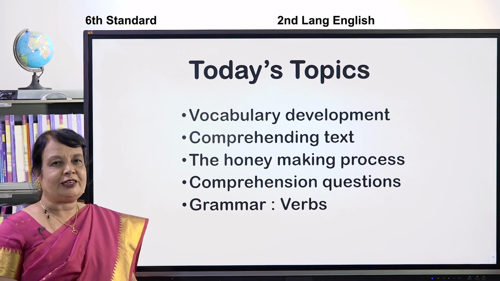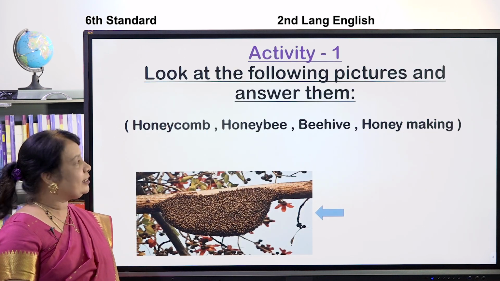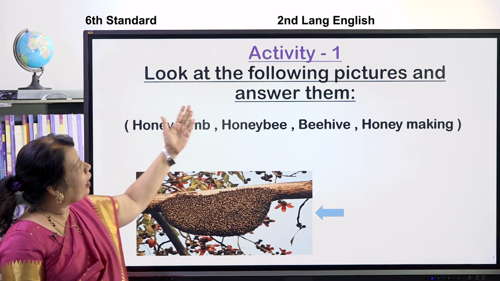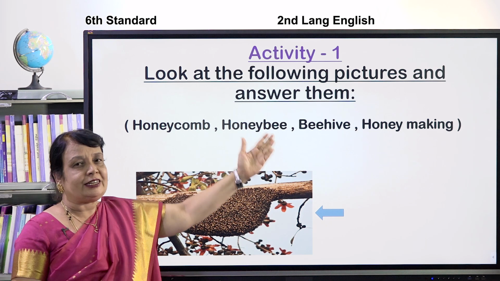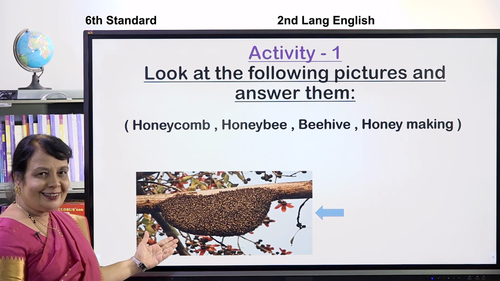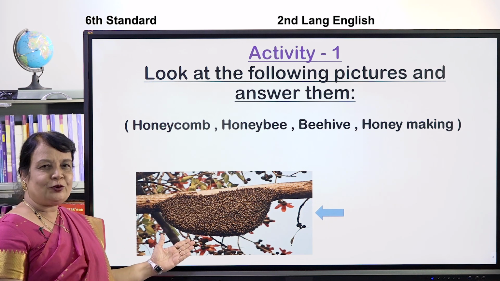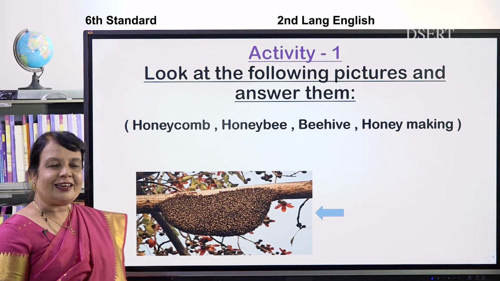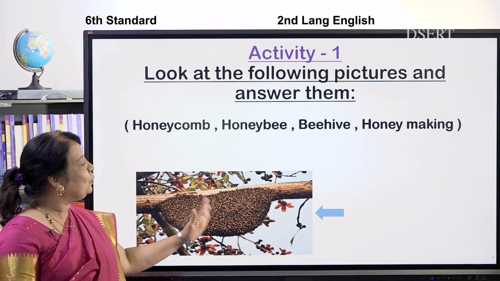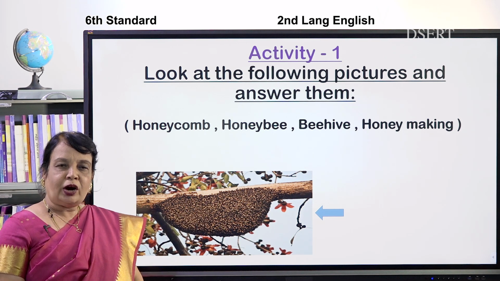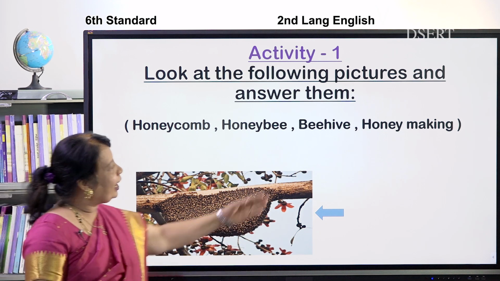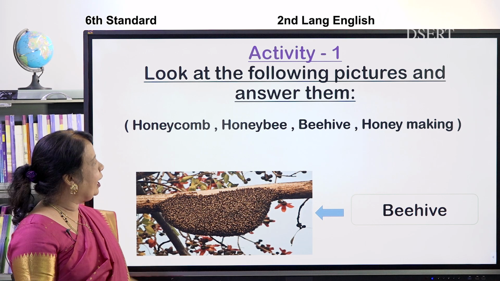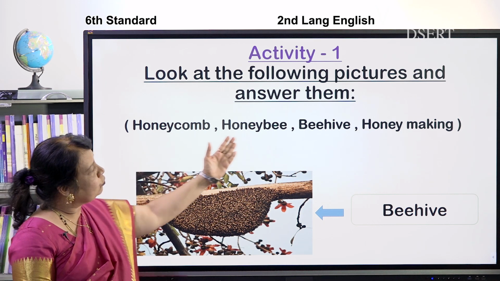Now we are going to take up the lesson, children. Yes. In that lesson, we have activity 1. In the activity 1, look at the following pictures and answer them. Can you see, children? Yes, it's so very beautiful. What is this? Yes, ಜೇನುಗೂಡು ಅಲ್ವಾ? ಏನಂತ ಹೇಳ್ತೀವಿ ಇದಕ್ಕೆ? ಜೇನುಗೂಡು ಅಂತ ಹೇಳ್ತೀವಿ. Okay, what we will tell this in English? It is called as beehive. What is it called as? Beehive.